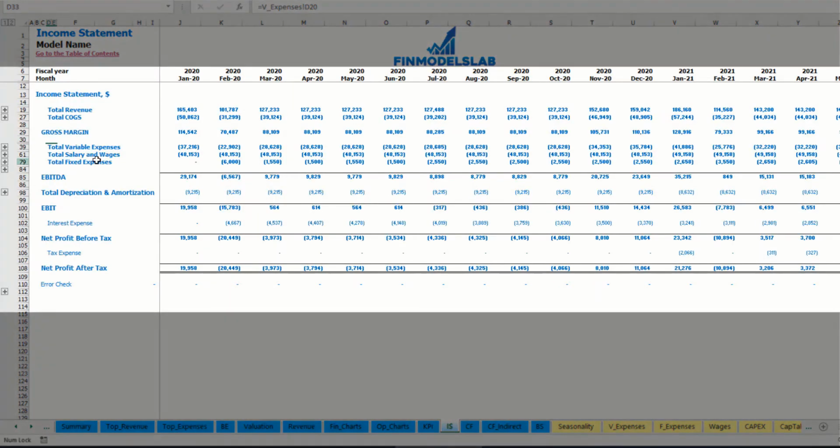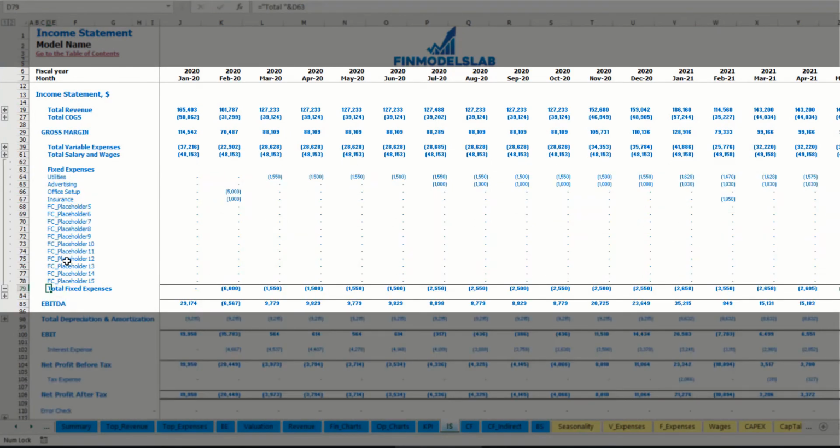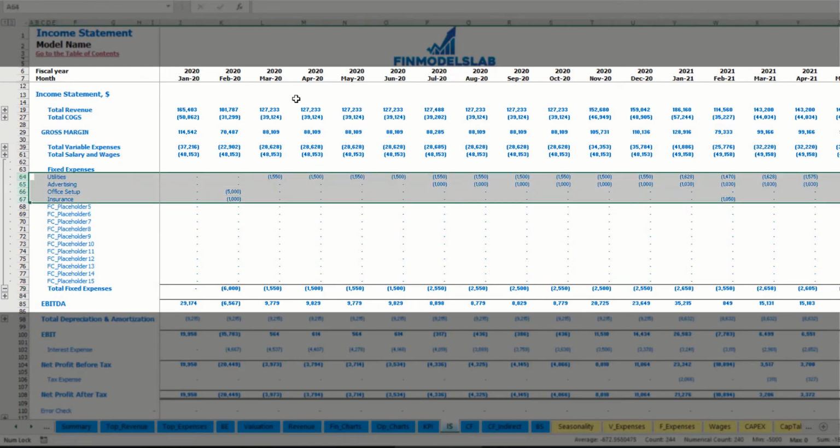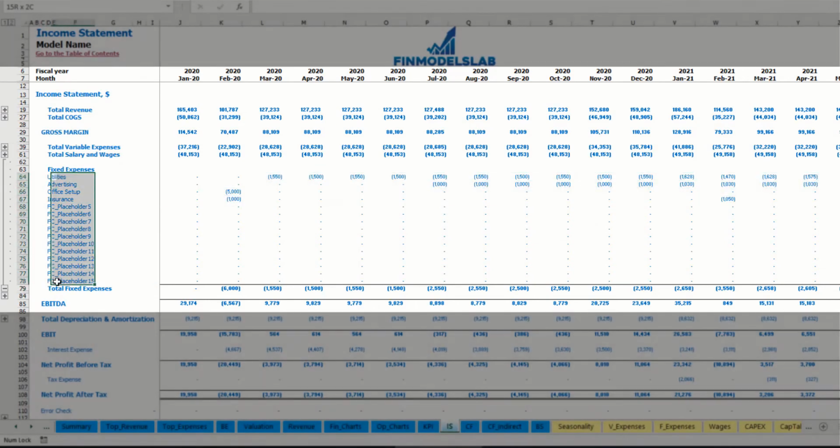Also, in the income statement, you may find the total fixed expenses group. If you ungroup this section, you can see these amounts broken down by months and by fixed expenses line items.